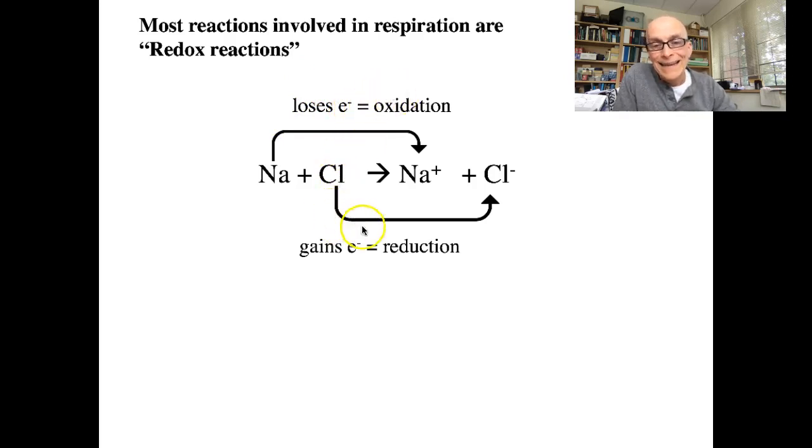On the other hand, gaining an electron, so chlorine is gaining an electron here, that process is called reduction. This is a reduction reaction. This is an oxidation reaction. They never occur separate from each other. You can't just have one and not the other.